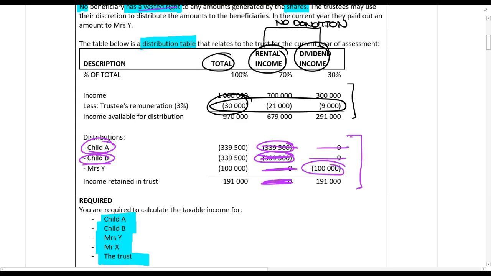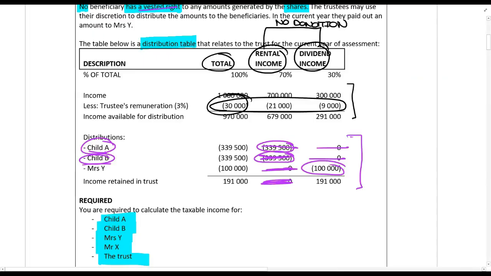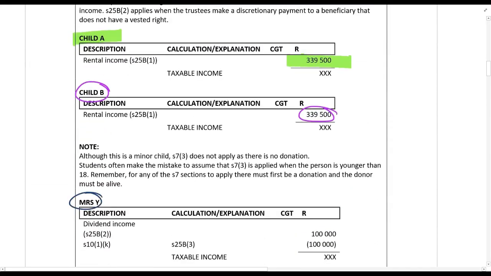They gave 100,000 rands to Mrs. Y. Does she have a vested right to it? No. But they did use their discretion to pay it to her. If they use their discretion, she will still be taxed on it in terms of section 25B(2). So that 100,000 rands, who will be taxed on it? Mrs. Y. So we go down to Mrs. Y. Make sure you see 100,000 rands. Because the conduit pipe principle applies, she received a dividend, so it's still exempt. Make sure you see that.